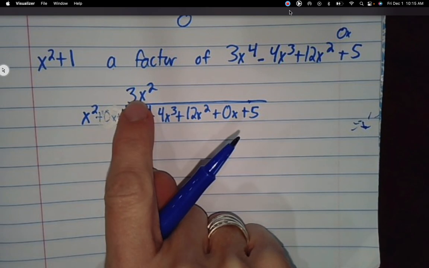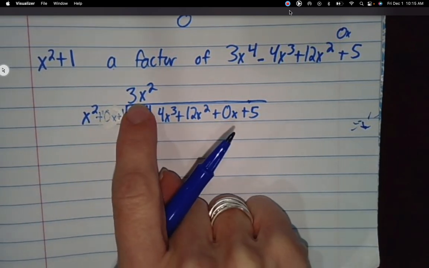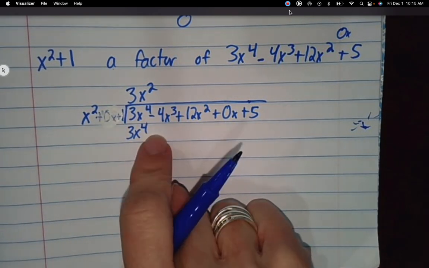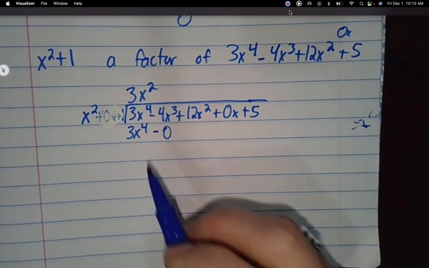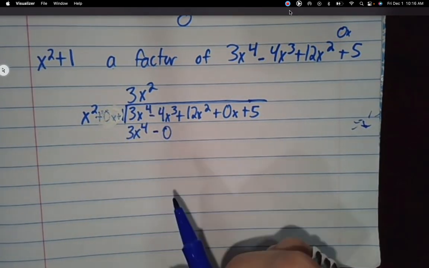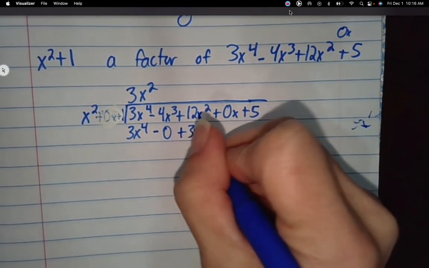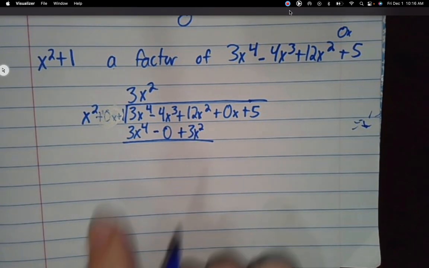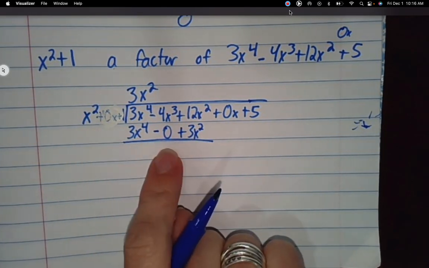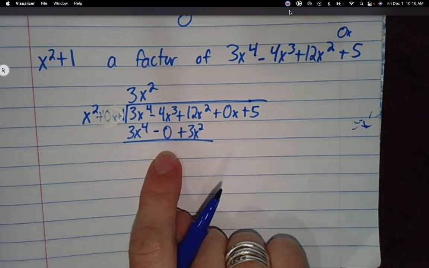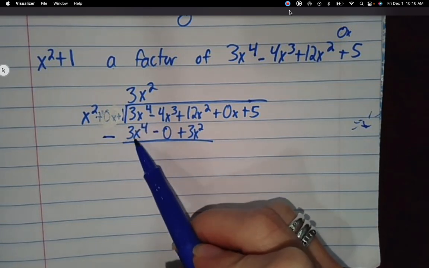There's a 0x and then a 1. So, 3x squared times x squared is 3x to the 4th. 3x squared times 0 is what? 0. So I'll just put a 0 there. And then what's 3x squared times 1? 3x squared. Plus 3x squared. Now we're going to subtract all these. See, if you skipped the 0, you could just leave an empty spot there. That's fine. I think that's how I taught it last year. But all right, I'm going to subtract them all. What happens to these? They cancel out.